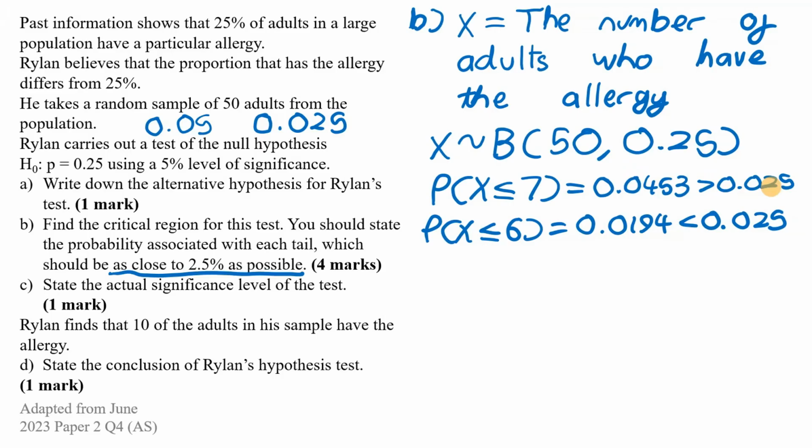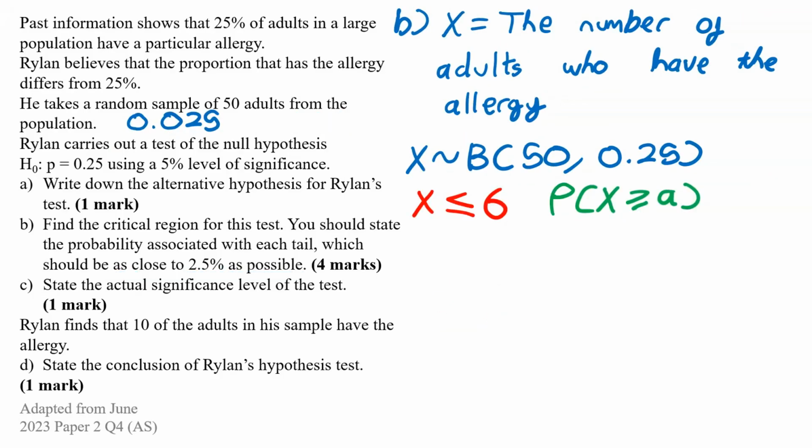Now, if you look at these two probabilities here, 0.0453 and 0.0194, you will find that this one here is still the one that is closest to 0.025. It's closer to it than this probability here, okay? So we're still going to use this probability, and we're still going to use this critical region, but keep an eye out for this. It could be bigger than the significance level, okay? So we're going to use this critical region here, that x is less than or equal to 6. This is the lower critical region.